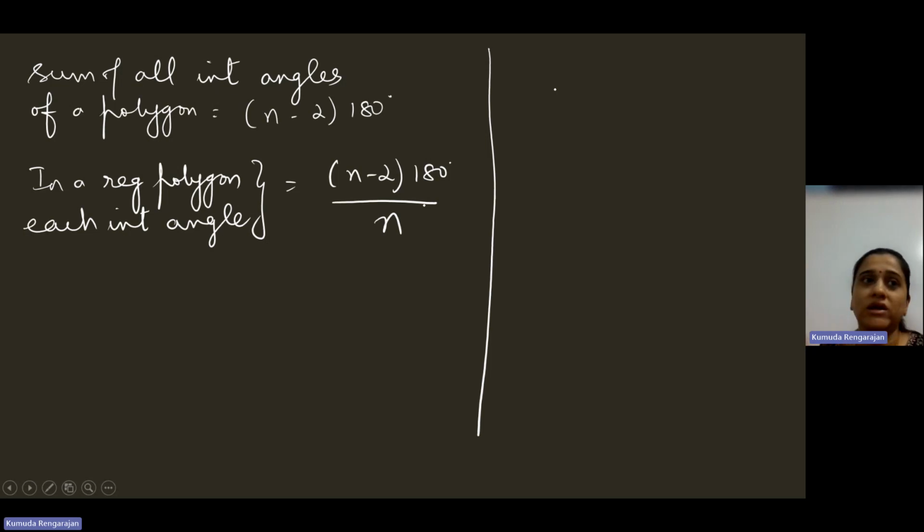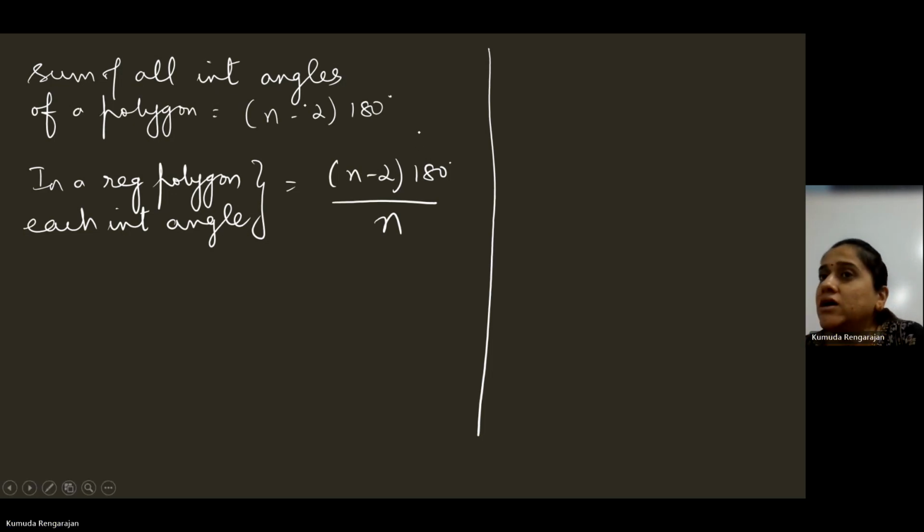But in any polygon, the sum of all the exterior angles is always 360. The sum of all the exterior angles in any polygon, 3-sided polygon, 4-sided polygon, 5-sided polygon, is always 360 degrees. The exterior angle sum property is always 360.